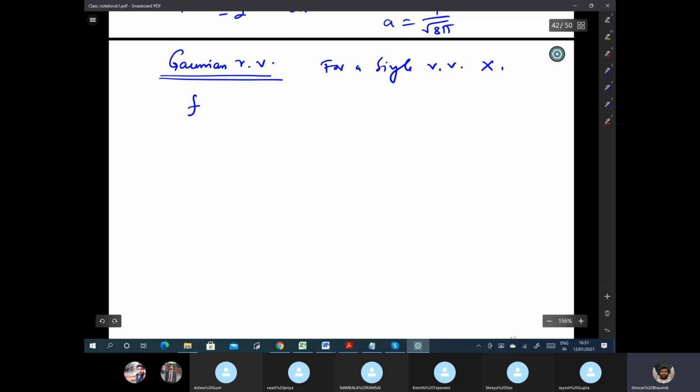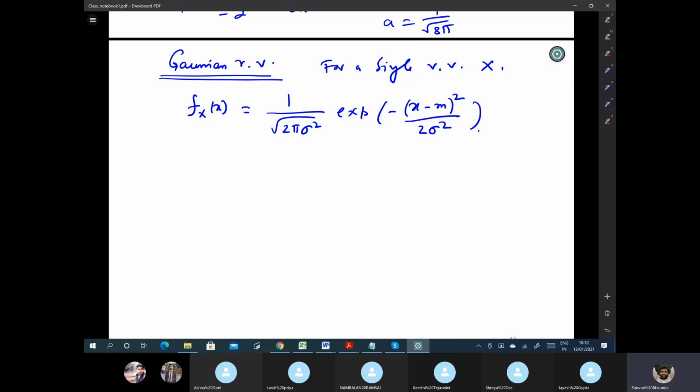the probability density function fx of x is 1 by root 2 pi sigma square, exponential minus x minus m whole square by 2 sigma square. If our probability density function fx follows this kind of expression, then it is called the Gaussian random variable.